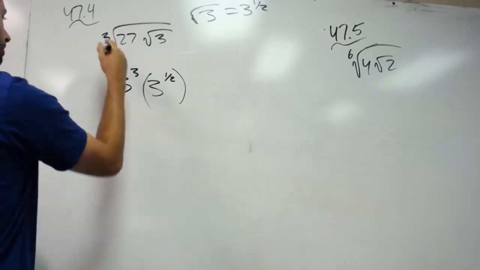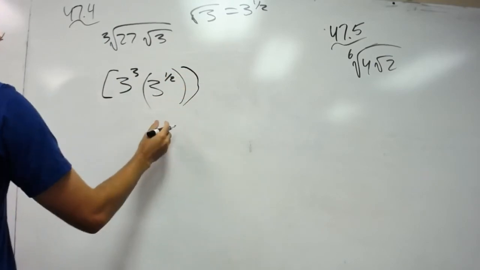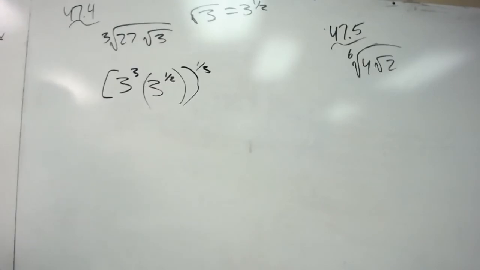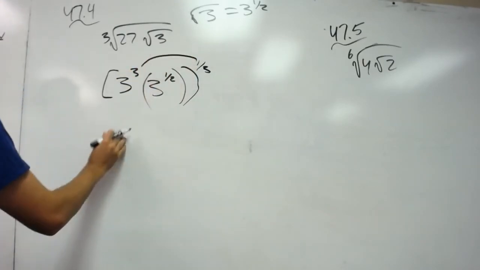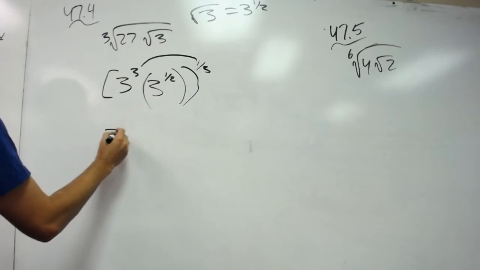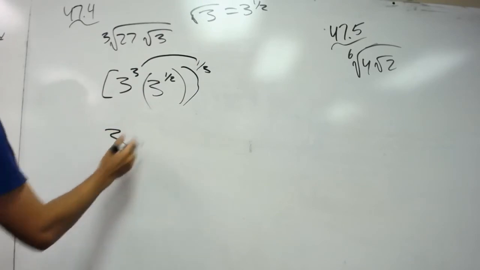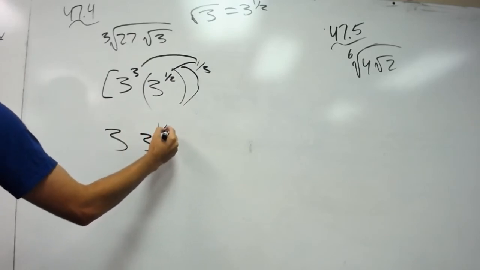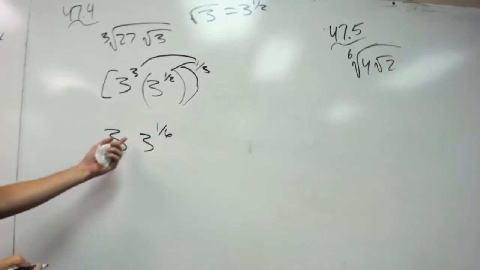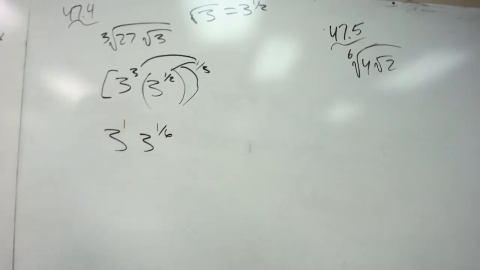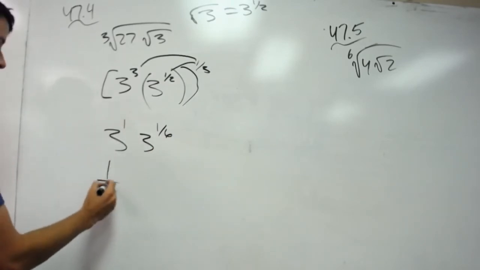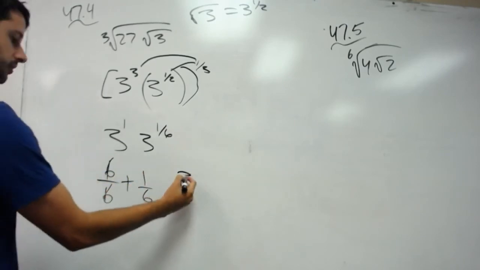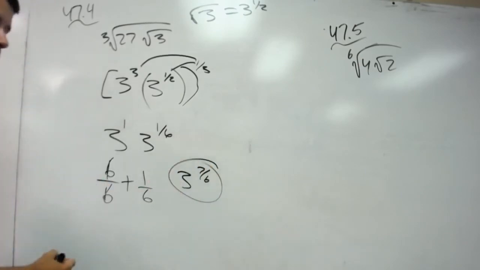So after this part, we converted the 27 to 3 cubed. Now we have the cube root, so we put it in brackets. Cube root is to the 1/3 power, and we distribute. 1/3 times 3 is 1, so that would just be 3. 1/3 times 1/2 is 3 to the 1/6 power. So now we have 3 to the 1st power and 3 to the 1/6 power. Add those together, 1 over 1 plus 1 over 6 would be 7 over 6, so it would be 3 to the 7 over 6 power.